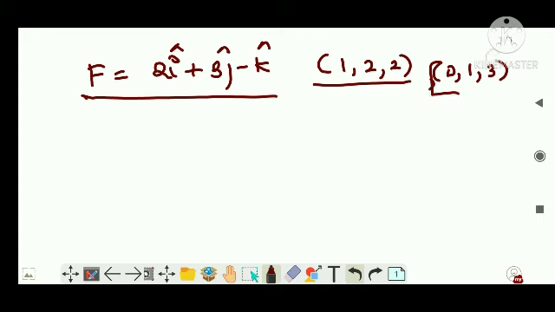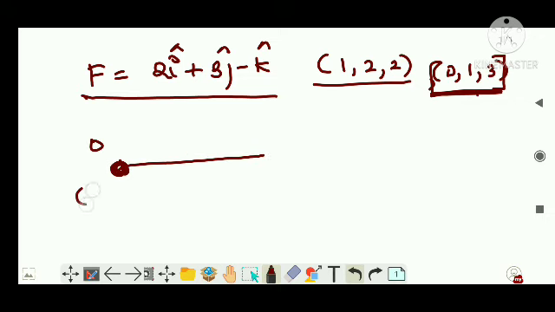So you are asked the moment, sorry, not moment of force, you are asked the torque. Actually, moment of force is another term for torque. So you are asked what is the torque about this point. So that means there is a point here, let's say that is O.